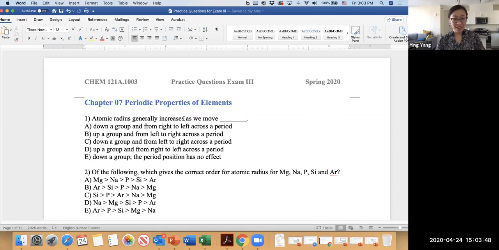So chapter number 7 is about periodicity and the periodic table. This chapter is actually easier. It all comes from several tables I'll show you later. Actually, let's just start on the questions.